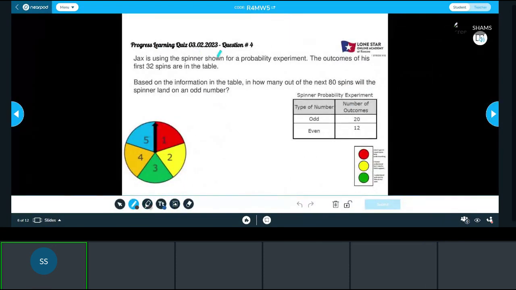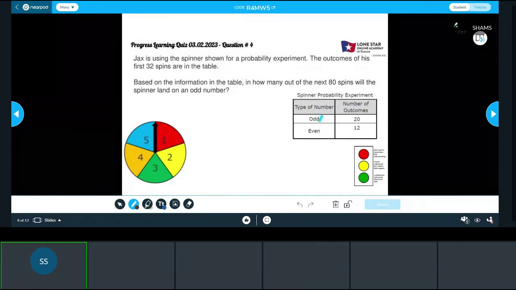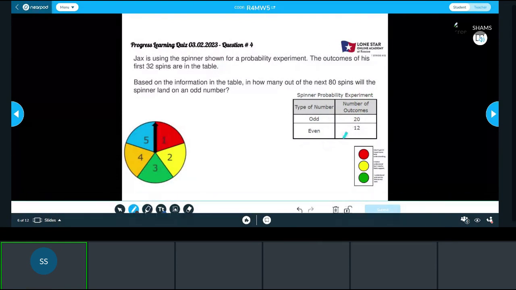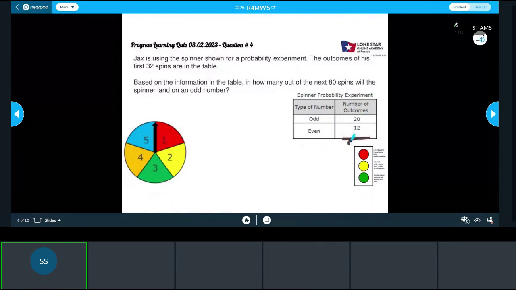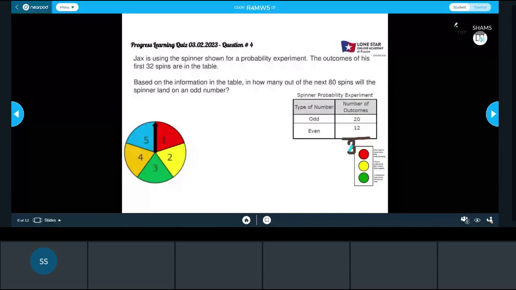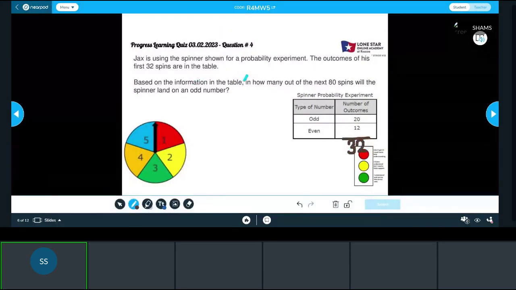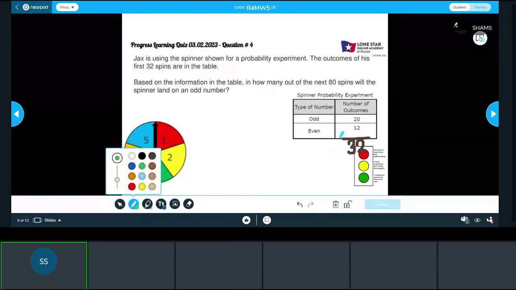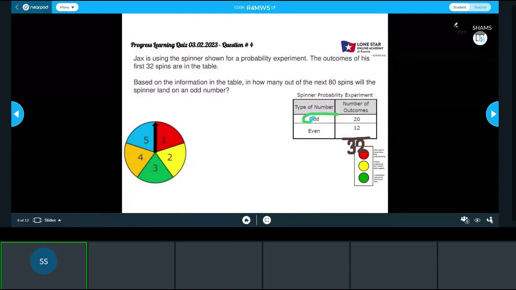Jax is using the spinner shown for a probability experiment. The outcome of his first 32 spins are in the table. He lands on an odd number 20 times, on an even number 12 times, out of a total of 32 spins. Based on the information in the table, in how many out of 80 spins will the spinner land on an odd number? Odd number is 20 out of 32.